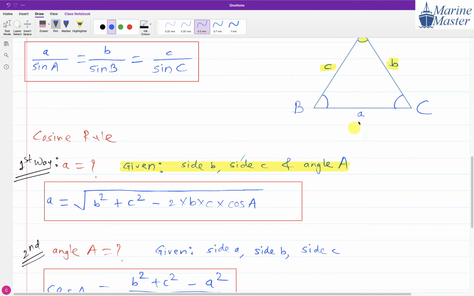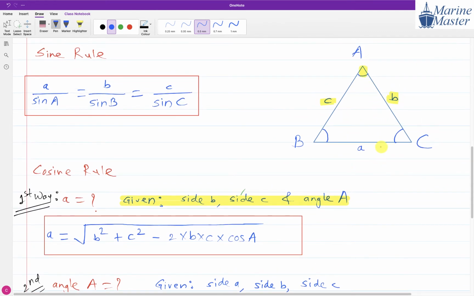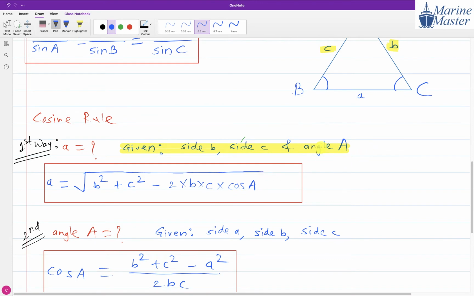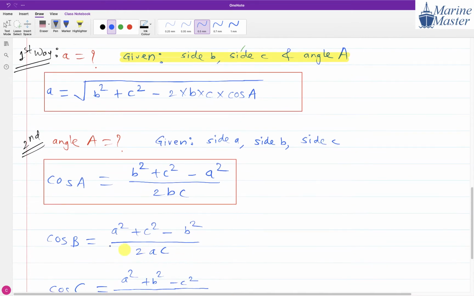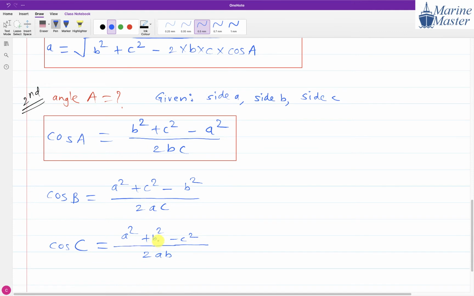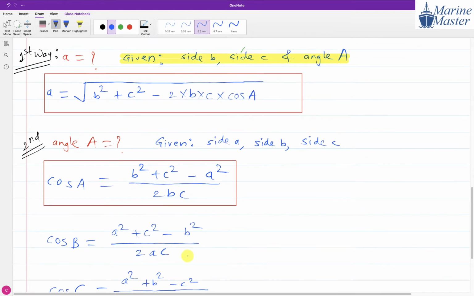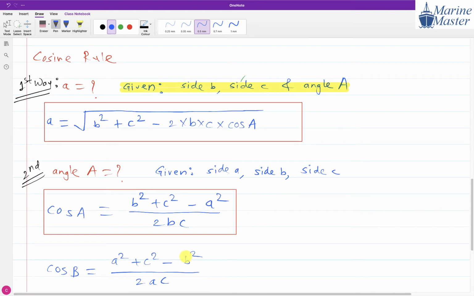The second way is when we have all three sides A, B, C, and we have to find any angle. Suppose we have to find cos A. Then cos A will be equal to B square plus C square minus A square divided by 2BC. Or suppose we have to find cos B, then the relation is A square plus C square minus B square divided by 2AC. Similarly cos C is A square plus B square minus C square divided by 2AB. So in this way we can use the cosine rule. Please write down the cosine rule.